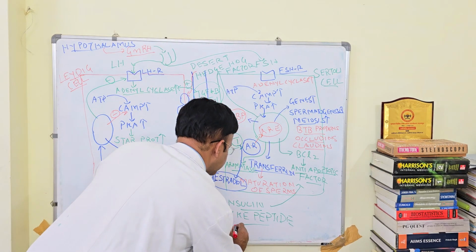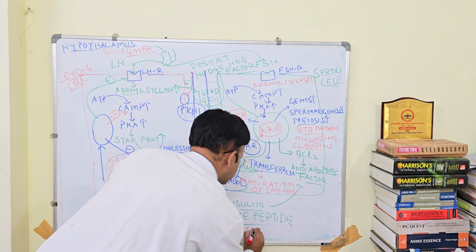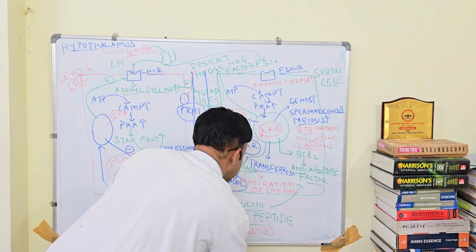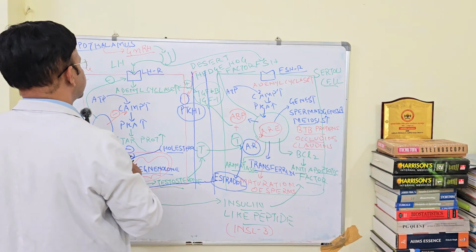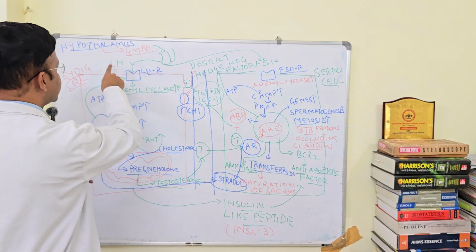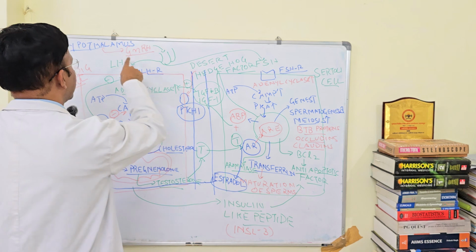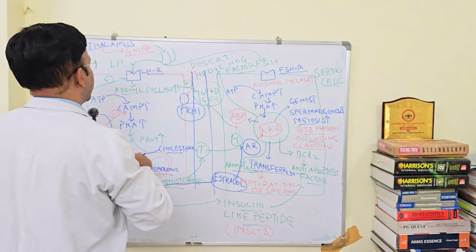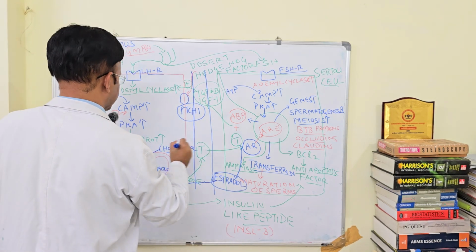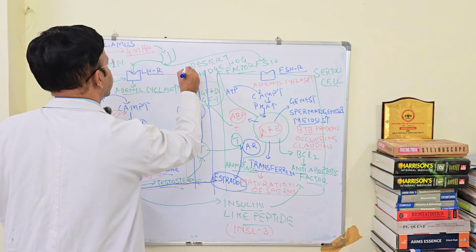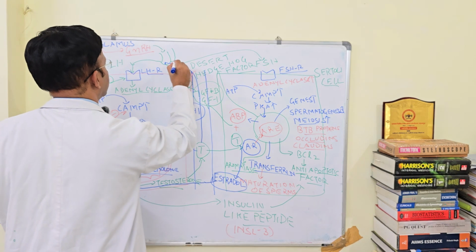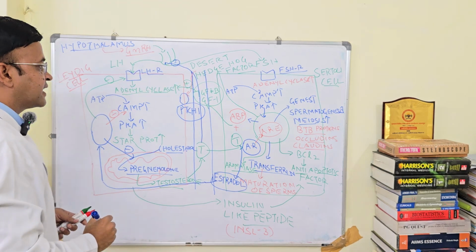INSL3, right? Apart from that, your testosterone inside the capillaries is going to inhibit the secretion of LH from anterior pituitary, right? So we can draw a line like that, okay? This is going to inhibit the secretion of LH from anterior pituitary, right?